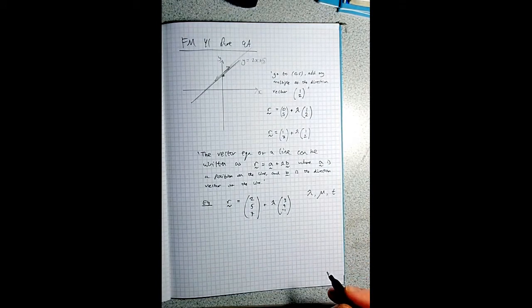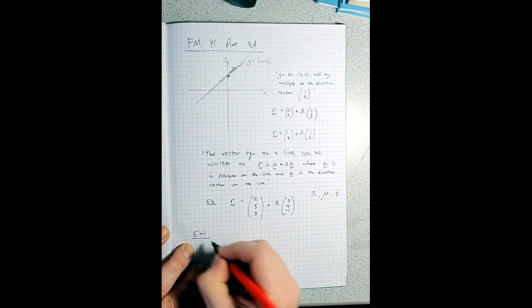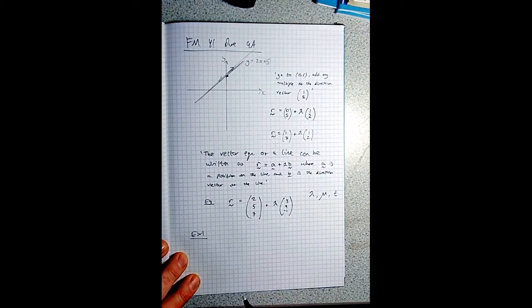Okay, so I'm going to do example 1 and 2 in this video, and then I'll come back and we'll look at 3, 4, 5, 6. So, example 1. Find a vector equation of the straight line which passes through the point A.